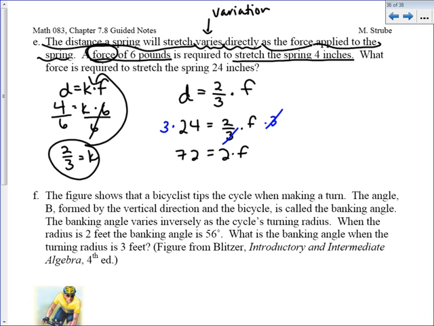Get rid of it. So I have 72 equals 2 times F, and now my last step to solve for F is to just divide by 2. So I get F equals 36. And force, I don't take off on you guys, but it's always good to put some labels. Forces in pounds.